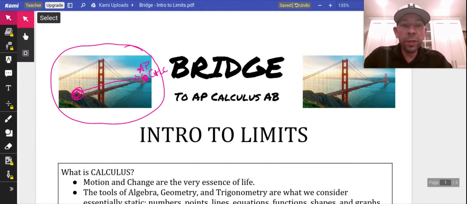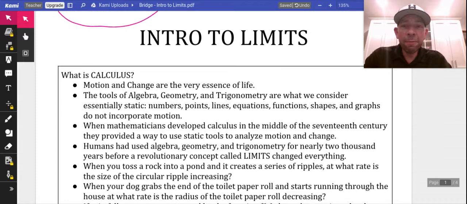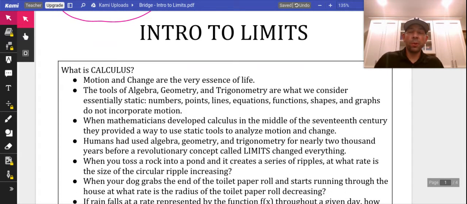So without further ado, we're going to jump into this idea of limits. And first of all, before we really talk about limits, we've got to ask ourselves, what is calculus? And certainly this idea that motion and things that are changing are the very essence of life. They're all around us in ways that we don't even recognize half the time. But these tools that you've studied up to this point, the algebra, the geometry, the trigonometry, are what we consider static topics. You've got numbers, points, lines, equations, et cetera, and they're still objects. They don't incorporate motion.